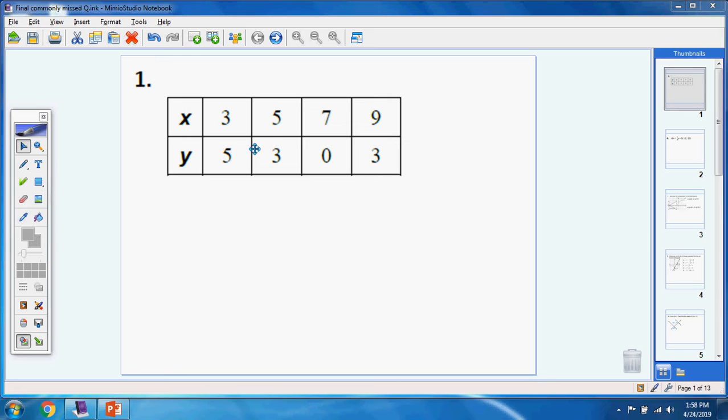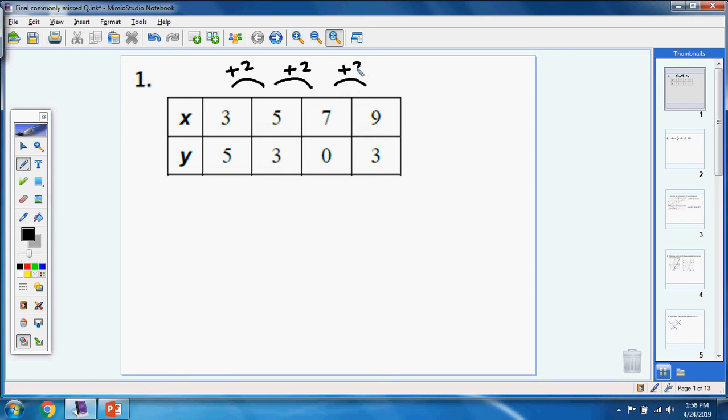All right, on number 1 and number 2, it says determine whether the ordered pairs will form a straight line when plotted. So again, what I asked you to do was essentially to find the change of x and the change of y. So do this with me, please. That is going to be a plus 2, and another plus 2. So that's looking pretty good.